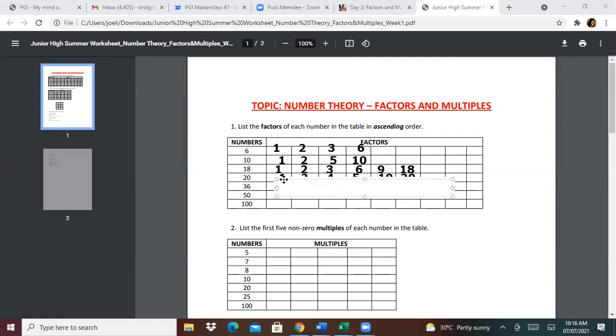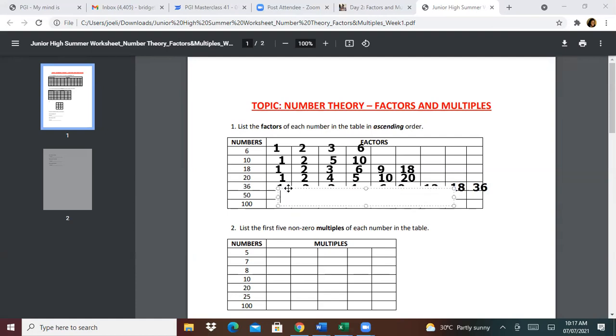Okay, so we start with Ethan. 1, 2, 3, 4, 6, 9, 12, 18, 36. I'm running out of space. 18 and 36. Do we agree with him, gentlemen? Yes, ma'am. Excellent job, Ethan. Very good. 36 has a whole lot of factors, doesn't it?